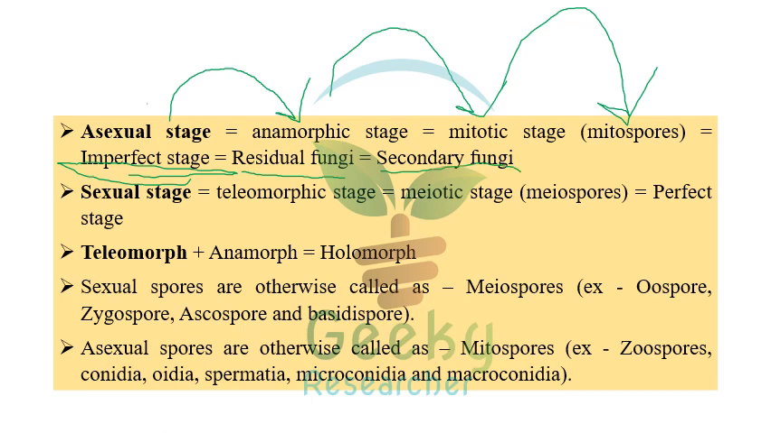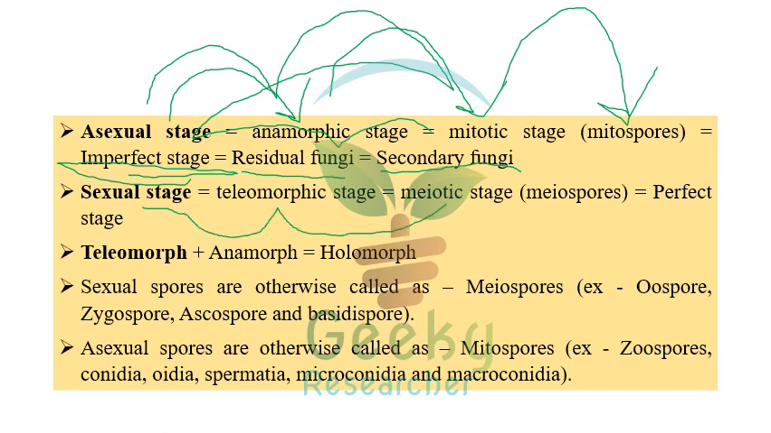Asexual stage is otherwise called anamorphic stage, mitotic stage, imperfect stage, residual fungi, secondary fungi. These are all the other names of the asexual stage. When it comes to the sexual stage, it is called teleomorphic stage, otherwise called meiotic stage. In sexual reproduction, meiosis takes place, right? That's why it's called meiotic stage, where meiospores are produced, otherwise called perfect fungi. Teleomorph plus anamorph equals holomorph.